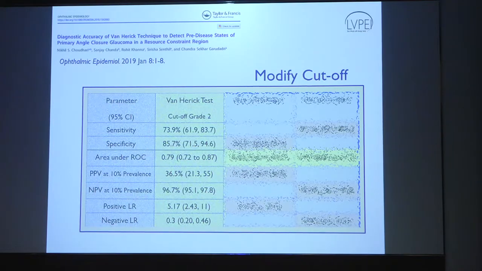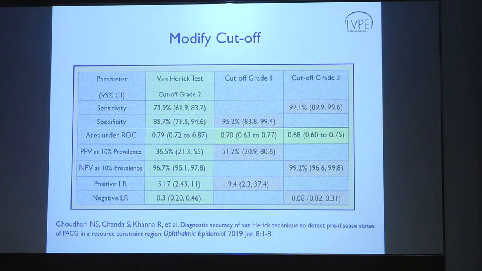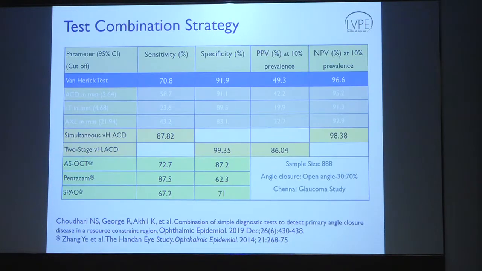One is that you just modify the cutoff of the Van Herrick system. If you want to rule in the disease, you make it more strict. Instead of a cutoff of grade 2, we make it grade 1, and see, the specificity has increased, PPV has increased. Similarly, if you want to rule out, you make it a more lenient cutoff, and your sensitivity and NPV have increased. The other strategy is a test combination strategy. We did a combination of simple biometry and Van Herrick, and found that the predictive value is quite high, at least as good as all these sophisticated diagnostic techniques.